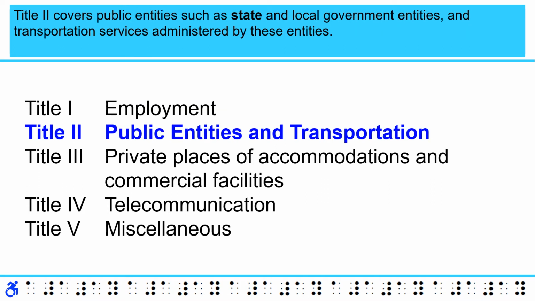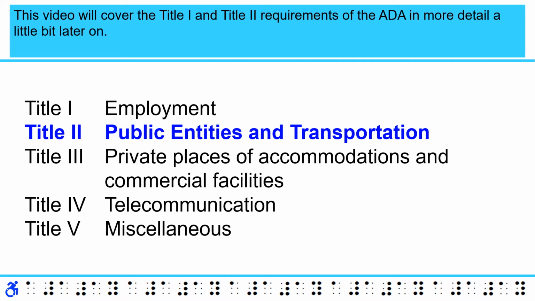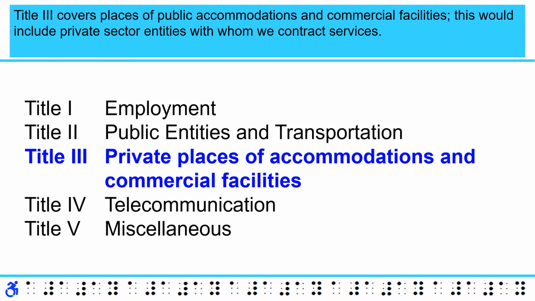Title II covers public entities such as state and local government entities, and transportation services administered by these entities. This video will cover the Title I and Title II requirements of the ADA in more detail a little bit later on. Title III covers places of public accommodations and commercial facilities. This would include private sector entities with whom we contract services.